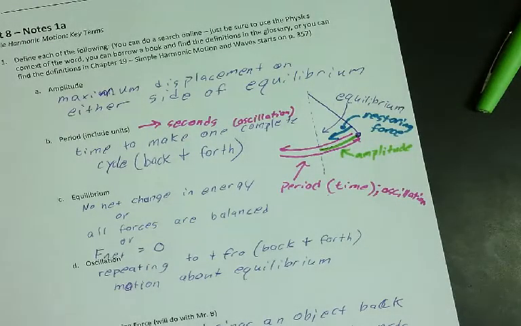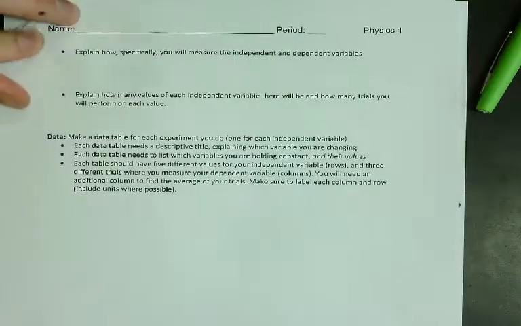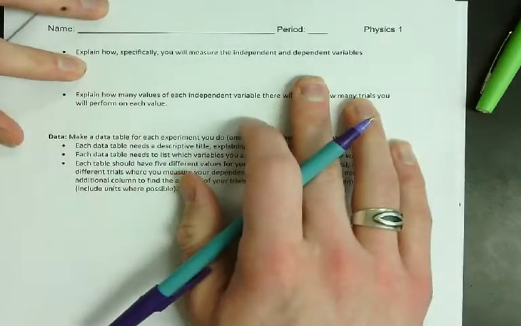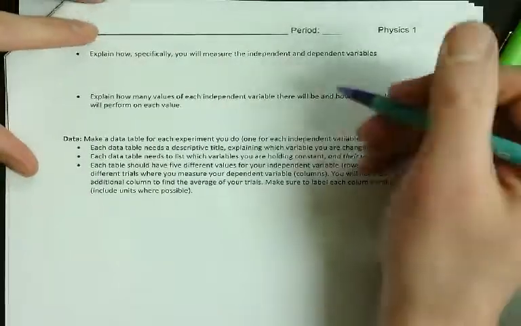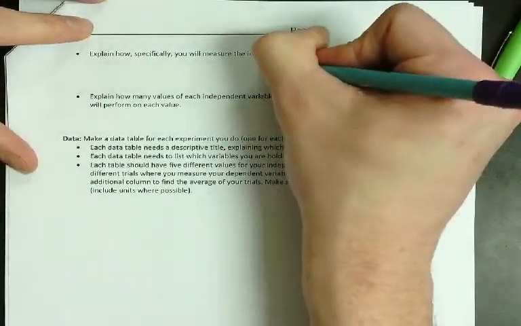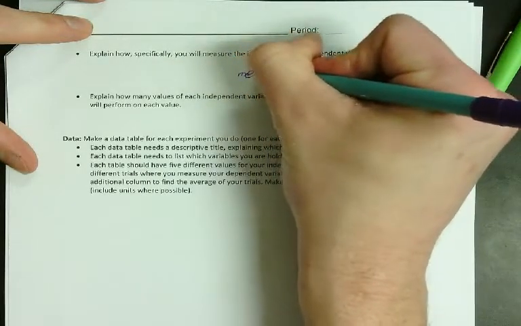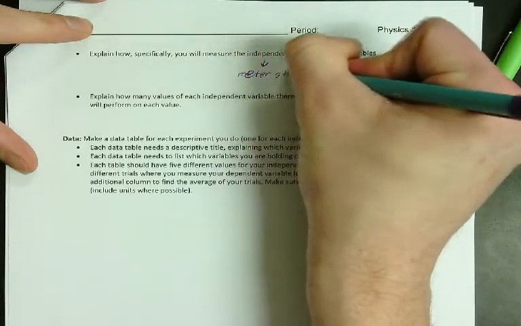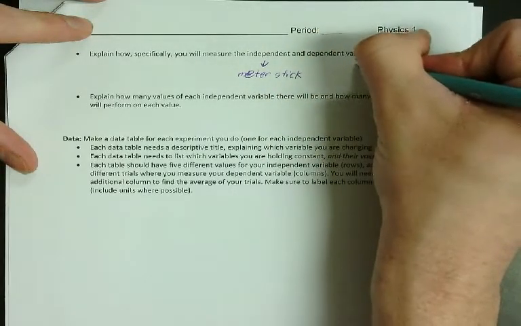We need to make our data tables, and we need to explain how we're going to measure each of these things. So how are we going to measure the independent and the dependent variables? The way we're going to measure the independent variables is going to be with a meter stick. The way we're going to measure the dependent variable is going to be with a timer.